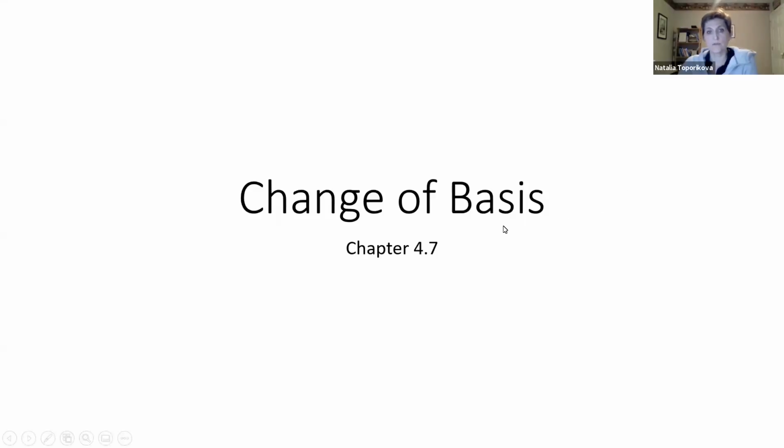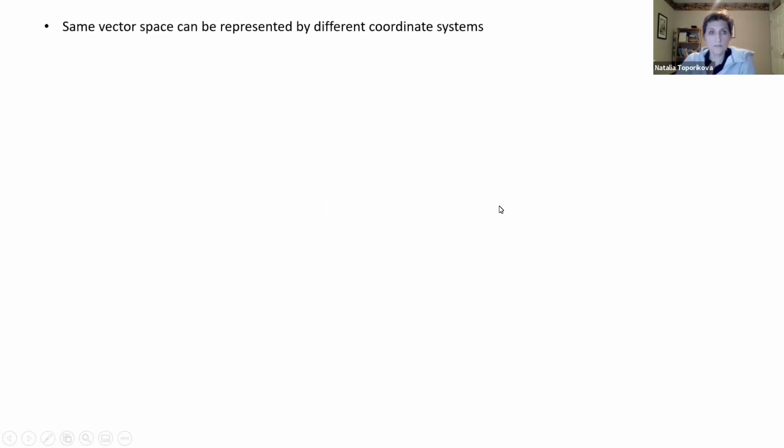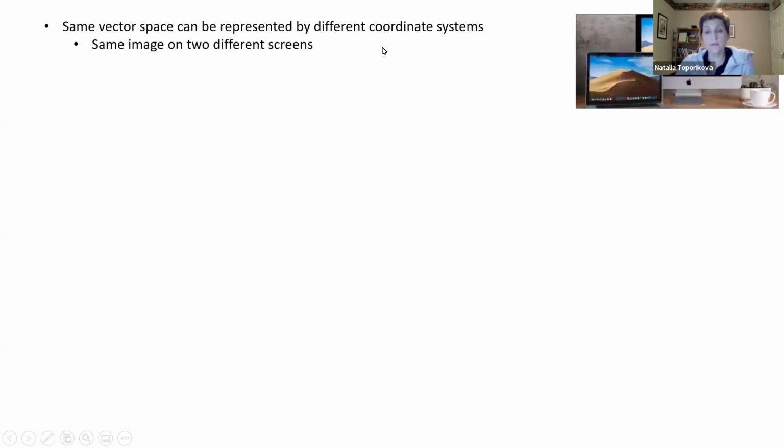Hello, this is chapter 4.7, and we will talk today about the change in basis. Often in the applications of linear algebra, we need to actually represent the same vector in two different coordinate systems. For example, computer graphics is a common example. You want to have the image on the screen, but your screen can be different. It can be a big desktop or a small laptop, or even a cell phone screen.